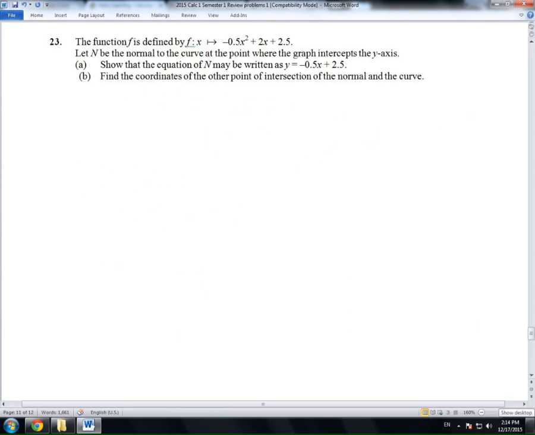So I think this is the last problem from this review set. There are other problems on the packet that I gave you. If you're running out of time, emphasize the calculus ones. You probably don't have to do the quadratic ones as much. So just focus on that.